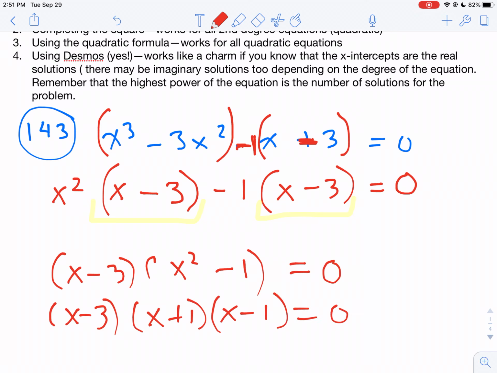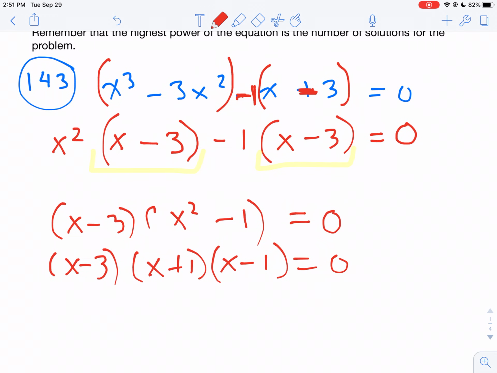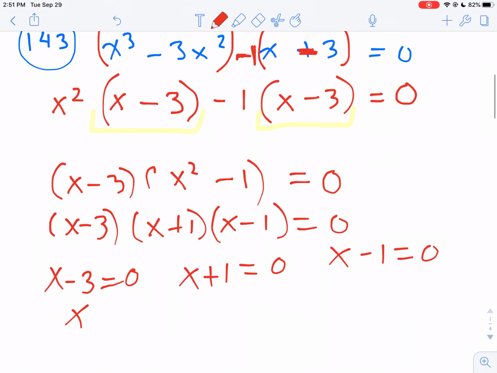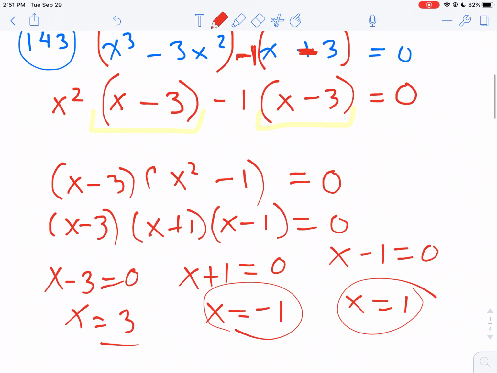Okay, so now you see that you have 3 factors. So basically, you're going to have 3 answers. And you do know that the degree of your polynomial tells you how many answers you should have. And you have 3 factors, that means you have 3 answers. You have x minus 3 equal to 0, you have x plus 1 equal to 0, and you have x minus 1 equal to 0. So your answers are going to be x equal to 3, x equal to -1, and x equal to 1. So those are your 3 answers for the problem.